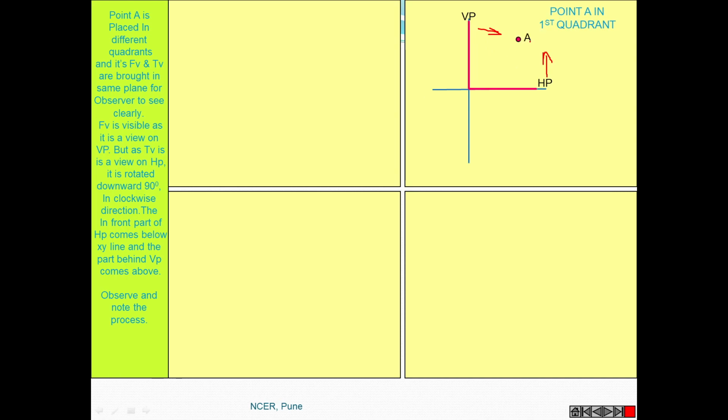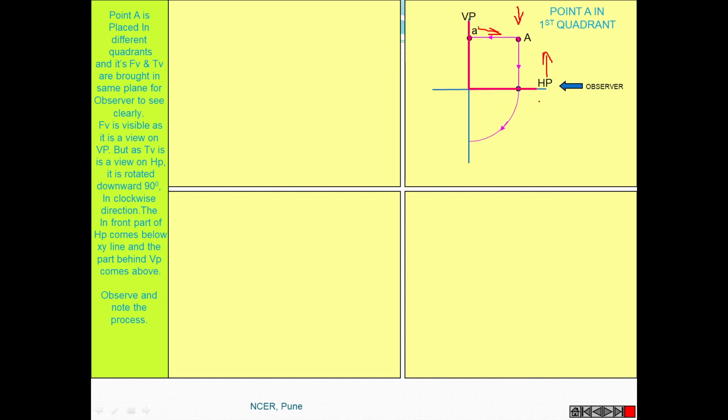So if point A is in the first quadrant, that is above the HP and in front of the VP, then its front view is on the vertical plane. So this is the front view of a point A, that is A dash, and for the top view of the point, you are looking from the top. This is the position of the observer. Then it will be on the horizontal plane here, A, top view of a point.